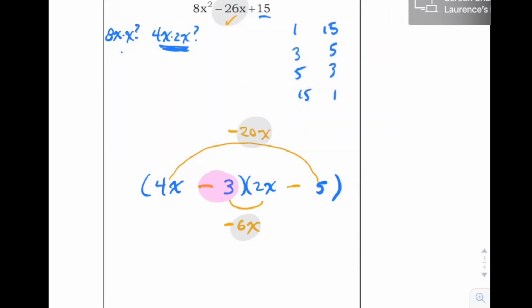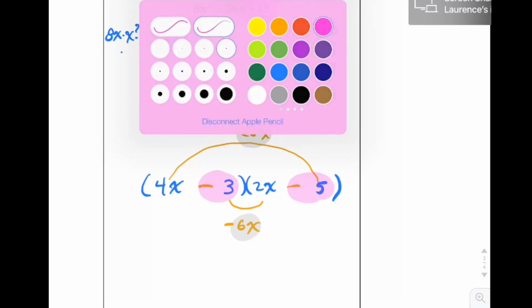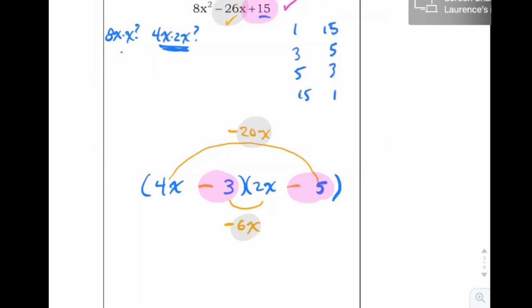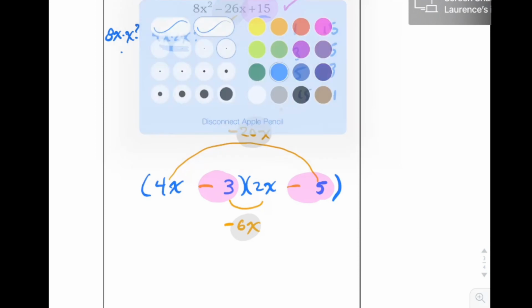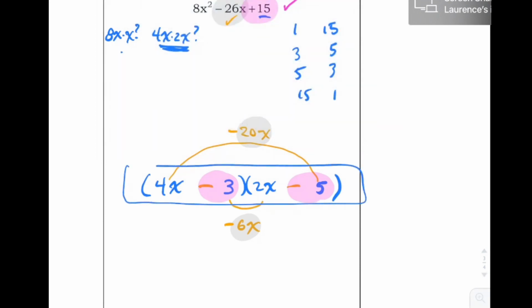If I use a minus 3 times a minus 5, do I get a plus 15? And the answer is yes, I do, which means everything's working. So here's our answer right there: 4x minus 3, 2x minus 5.